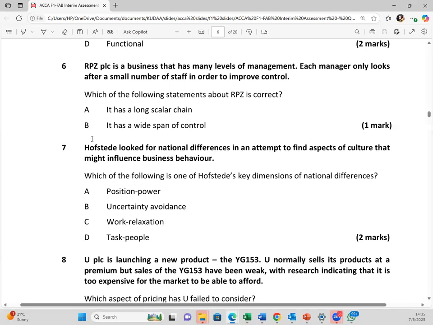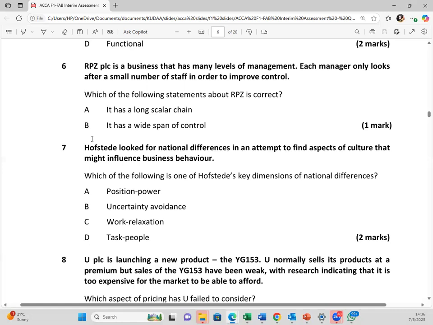So if it is a small number of staff, yes, I'm seeing a lot of A's coming through from those online. That one means there's a long chain, because a long chain is associated with a narrow span of control. So there is a long chain which is associated with a narrow span of control.